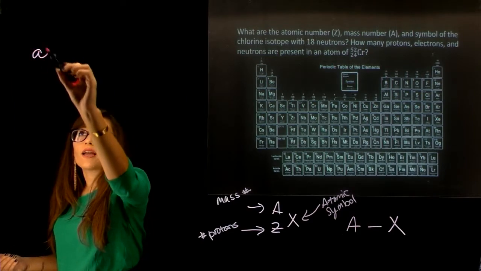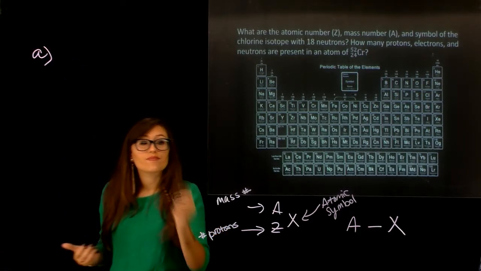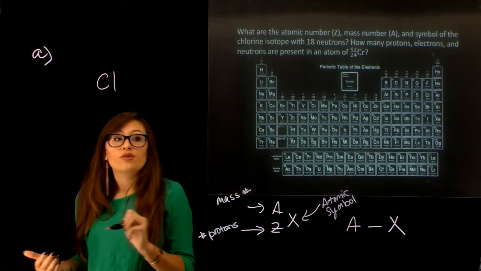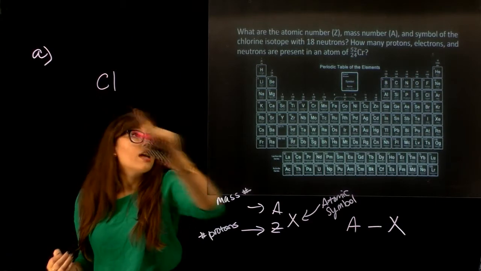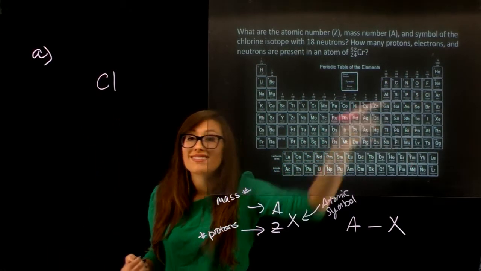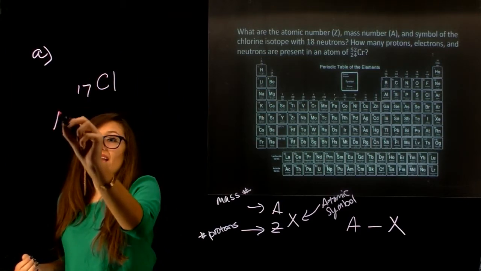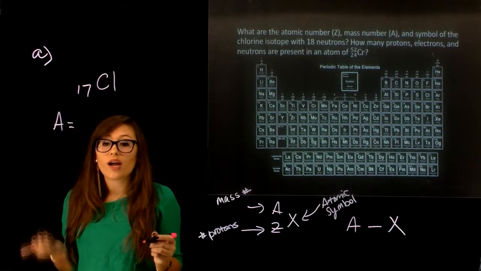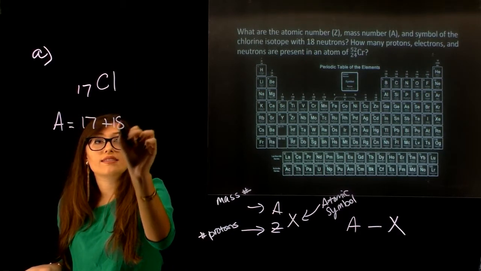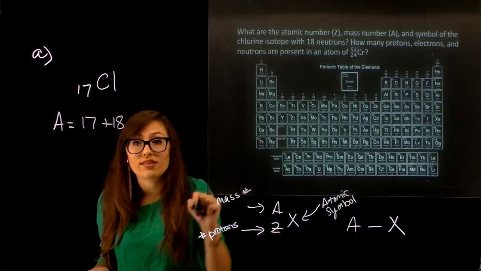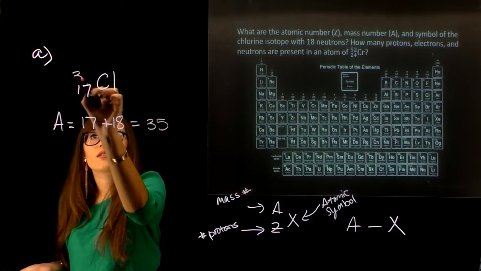So for part A, we're looking at chlorine with an isotope of 18. We know the number of protons because the atomic number never changes, so Z is equal to 17 for chlorine. And in order to find A, this is the number of protons plus your number of neutrons, so it's 17 plus 18, because this is the number of neutrons that they're telling us, and this is equal to 35.